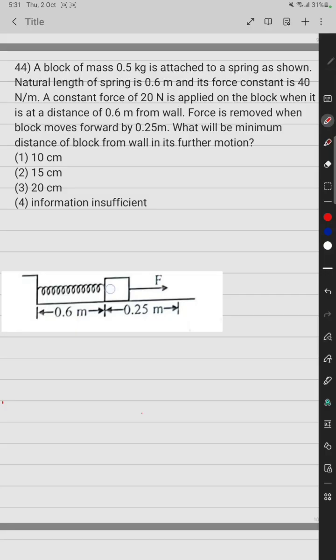Block of mass is 0.5 kilogram and the applied force is 20 Newton and the spring constant is 40 Newton per meter.